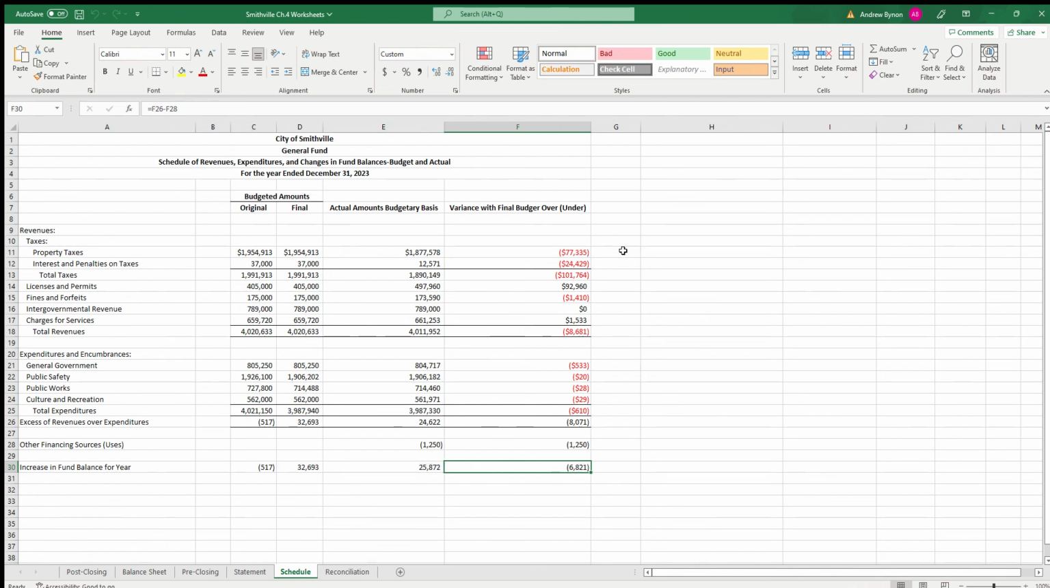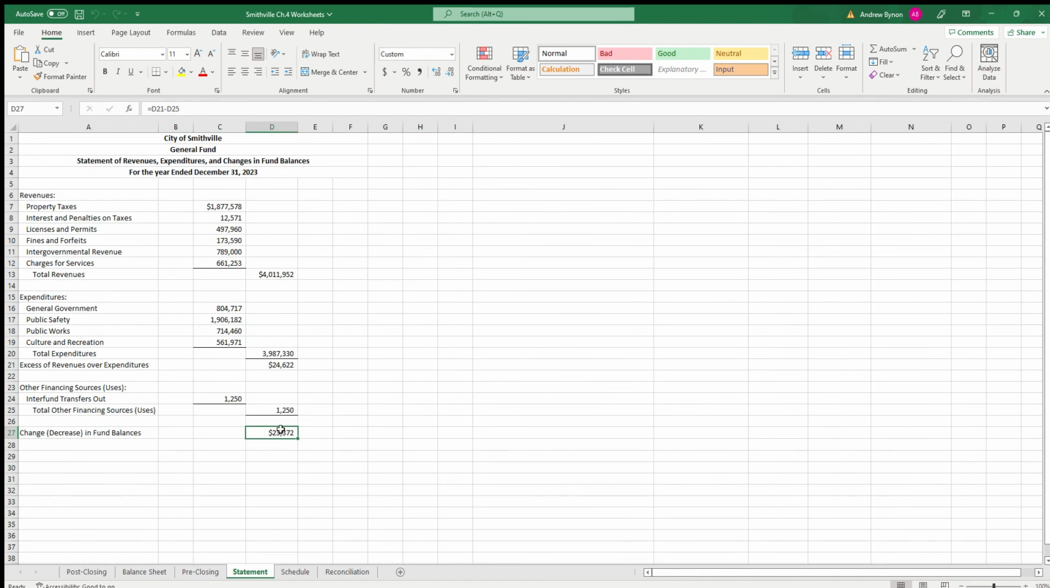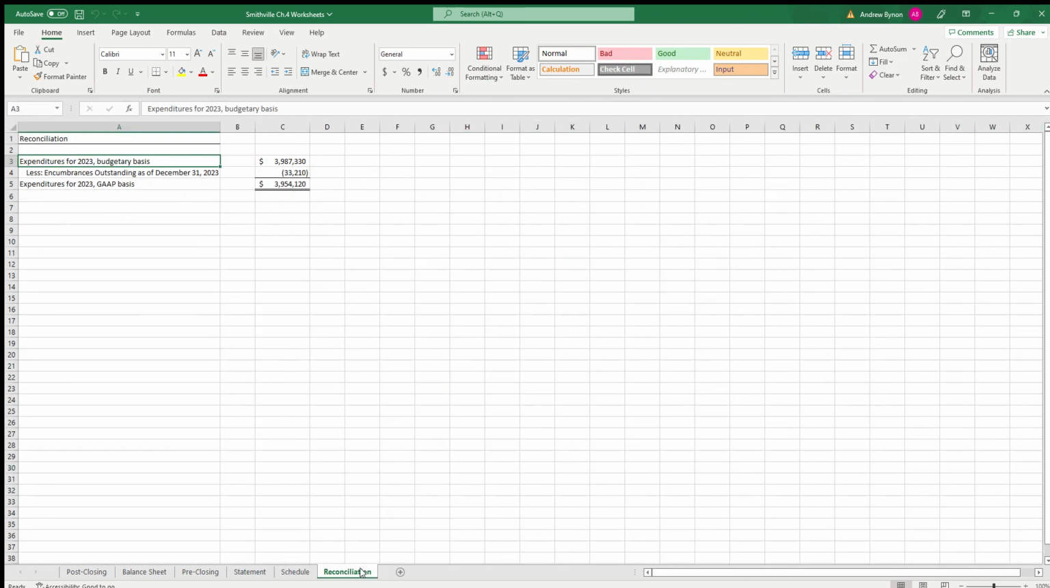From this we can see that we're spending more than what we have. So, despite what it looked like here, things are not looking so well overall. And then we go to our reconciliation to adjust our expenditures from a budgetary to a GAAP basis by subtracting our encumbrances outstanding at the end of the year.